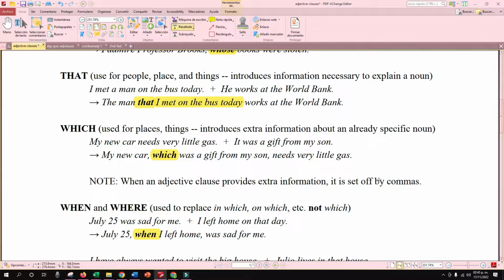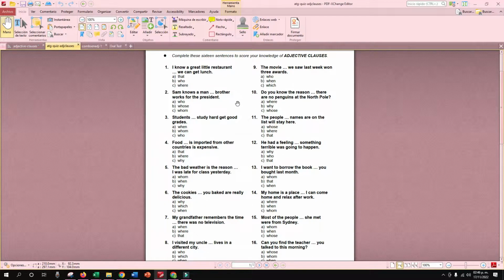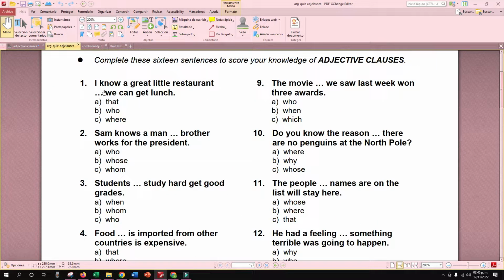No questions, guys? No, teacher. Perfect. So, guys, we're going to do an exercise. There you have this. It says, complete the 16 sentences to score your knowledge of adjective clauses. And there you have the number 1. I know a great little restaurant, blank, we can get lunch, right? So there we have 3 options.